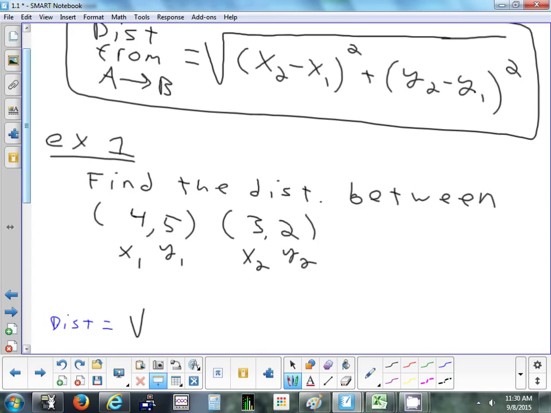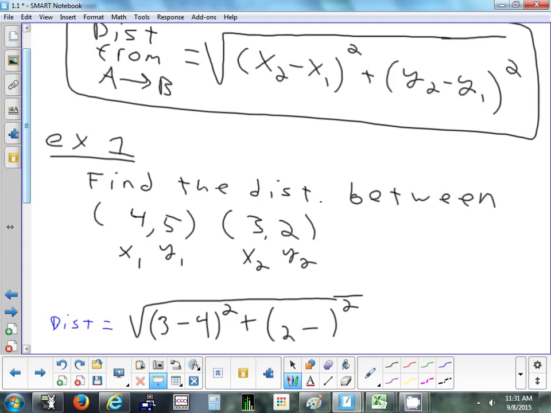Okay, so my distance is going to be the square root of... Jess, what are the first 2 numbers I'm going to subtract? What minus what? x2 minus x1. So what's x2? 3. And what did you say x1 was? 4. Perfect. Okay. 3 minus 4. And then the next 2 numbers I'll subtract. Ben? It'll be 2 minus 5.